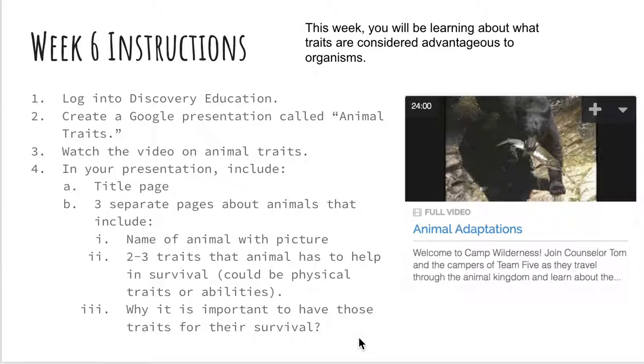So how are they actually helping? Having long claws doesn't necessarily help every single animal. Having the ability to swim doesn't necessarily help animals that don't live near water. So tell me why the traits you chose are ones that help in the survival for that animal.